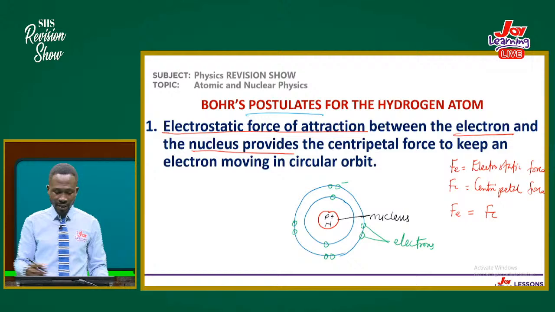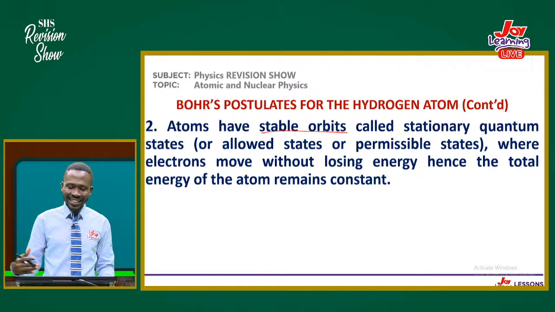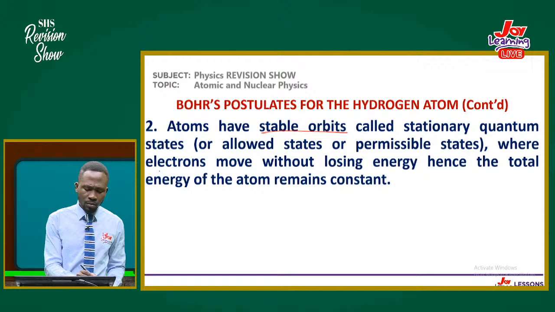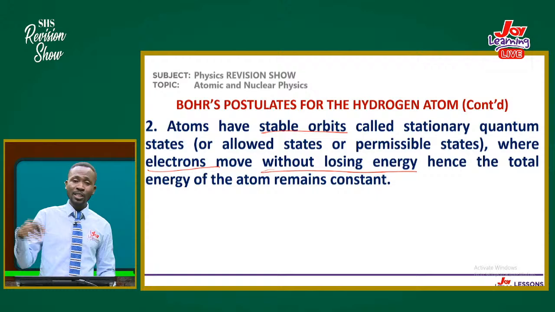Now let's move on. Secondly, it says atoms have what we call stable states or stable orbits, called stationary quantum states or allowed states or permissible states. And he said that in these states, electrons move without losing energy. Hence, the total energy of the atom remains constant. This is a response to why the atom is stable, or the stability of the atom.